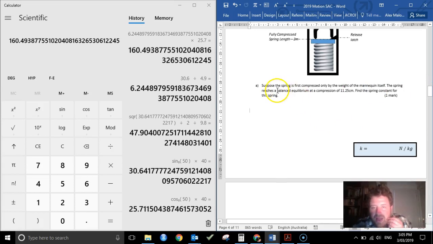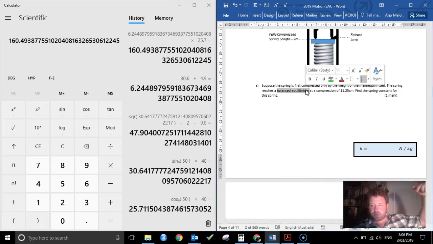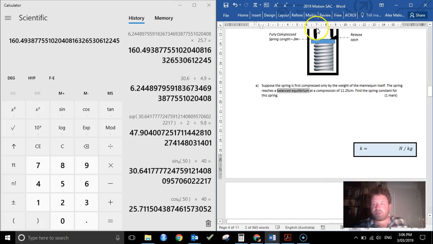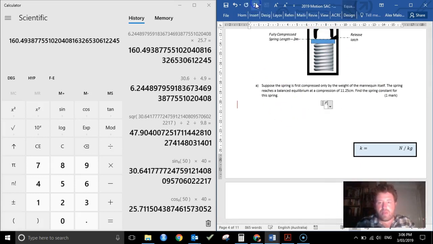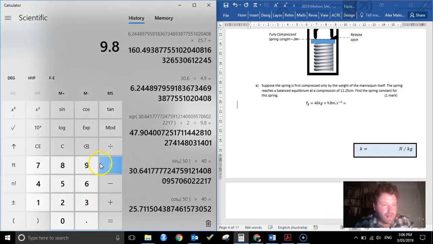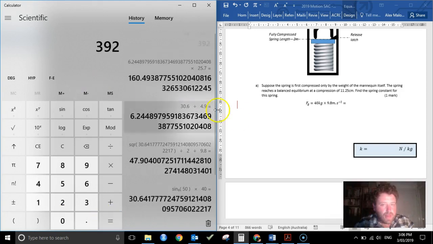So, balanced equilibrium, that means the force that the spring is pushing up with, which is, remember, k delta x, is the same as the force it's being pushed down with, which is equivalent to the weight of the mannequin. So Fg on the mannequin is going to be 40 kilos times 9.8 meters per second squared, and that is 392 newtons.